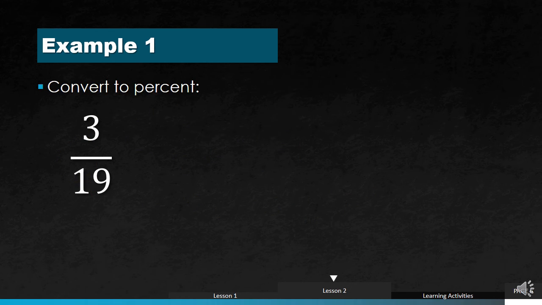Okay, so this time we will convert fractions into percent. So we have here 3 over 19. Using your calculator, 3 divided by 19 is equal to, you're going to get a very long decimal here. So I just rounded it off, so you'll get 0.16. But that's actually 0.1578. So it's a long decimal, so I just rounded it off.